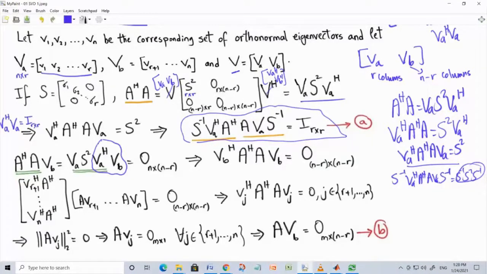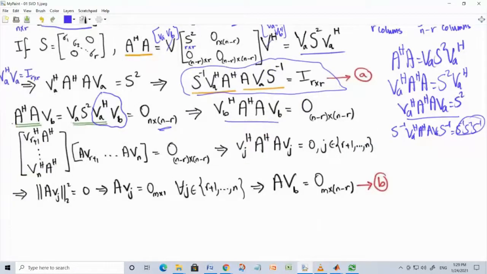So what is this matrix? It's a matrix whose elements are the inner products of the columns of V_A and the columns of V_B. Those are columns from matrix V, and the columns of matrix V are orthonormal, so the inner products are all zero, and you get the all zero matrix. Now multiply here from the left by V_B Hermitian. Of course V_B Hermitian times the all zero matrix will give 0. So this is what we get.